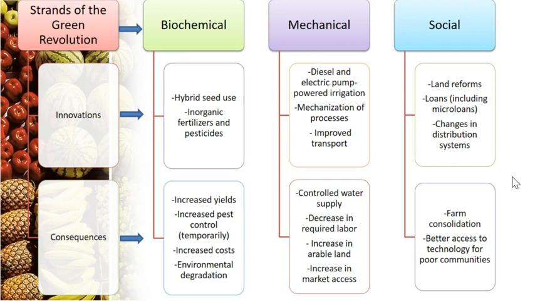So the biochemical would be things like the seeds, the hybrid seeds, and the inorganic fertilizers and pesticides. And the consequences of that were increased yields, increased pest control, although that was temporary, and we'll talk about that later on, increased costs because all this stuff is more expensive, and there's unfortunately some pretty intensive environmental degradation that goes with that, which we've talked about when we talked about soil quality and water availability and stuff like that. A lot of the problems we're having are because of the ways that we're farming, the things that were developed in the Green Revolution. Okay.